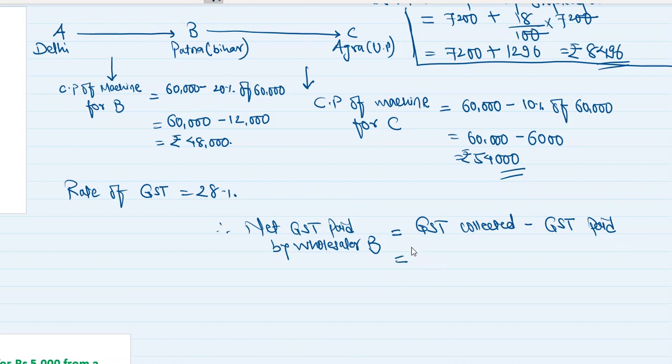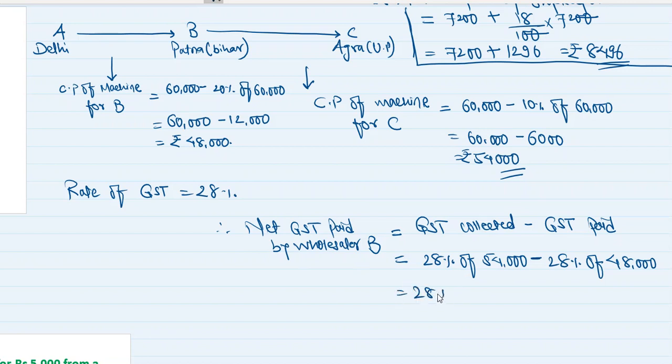So he is selling the machine to the dealer in Agra for rupees 54,000. So GST collected is 28% of 54,000 minus what is the GST paid? GST paid is 28% of 48,000. Why? Because the wholesaler B is buying the machine for 48,000 rupees.